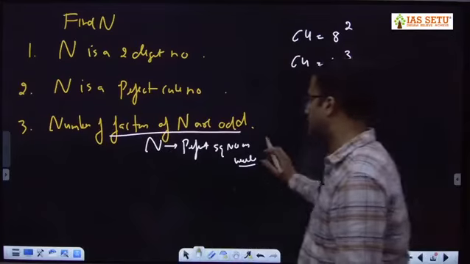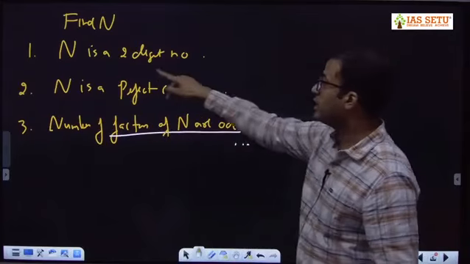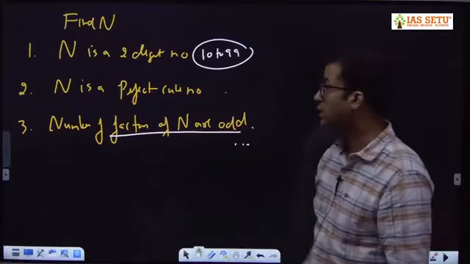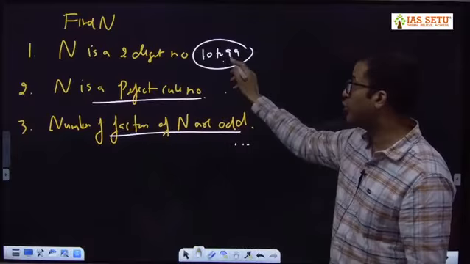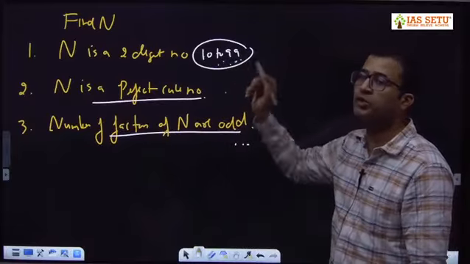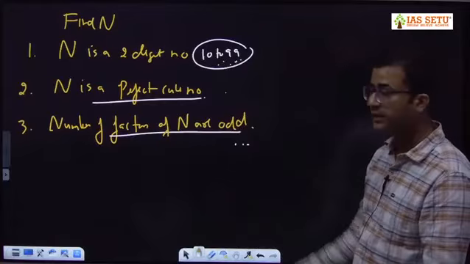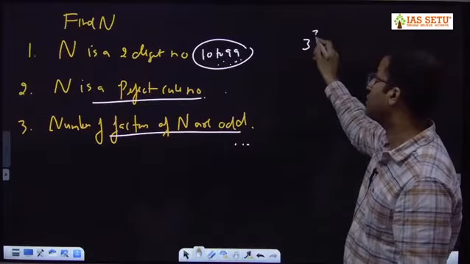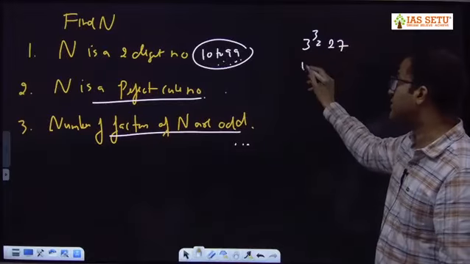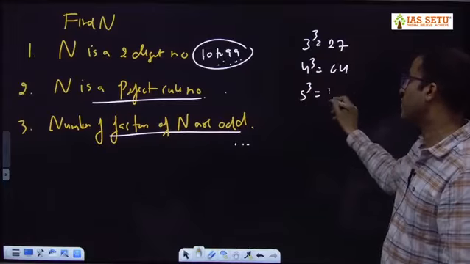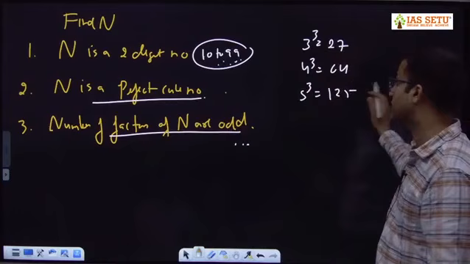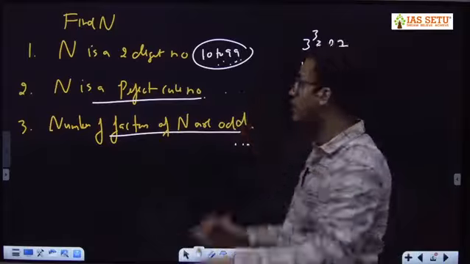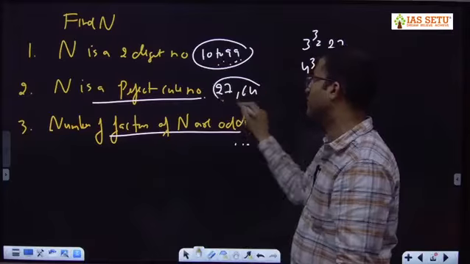But if you don't know it by chance, then what we will do? Here n is a two-digit number. Two-digit numbers lie from 10 to 99. You can't check manually. Then we will look at perfect cubes. What is 2 cube? 8. But 8 is not a two-digit number. What is the next perfect cube? 27, 3 cube is 27. Next is 4 cube, 64. Next is 5 cube, 125, but it is a three-digit number. So if you filter with the help of the second piece of information, you have two numbers to check, 27 or 64.